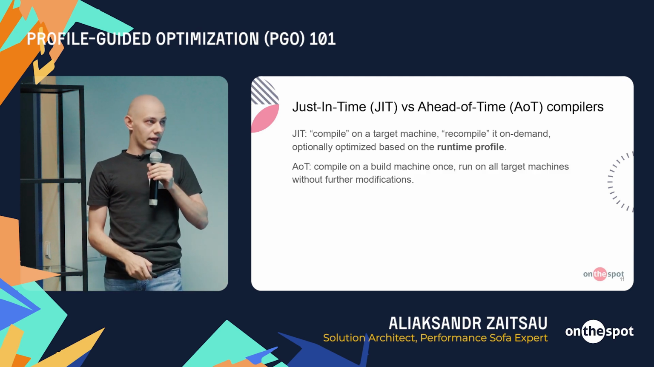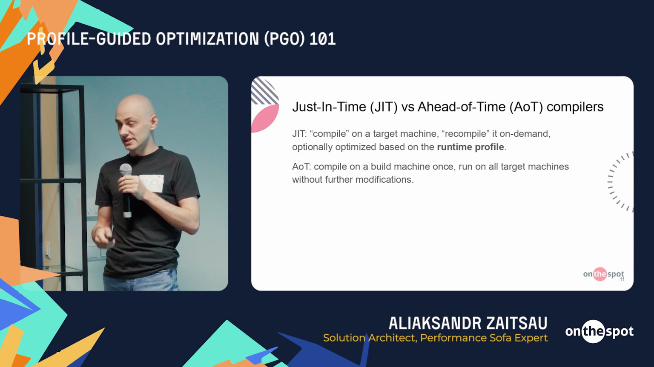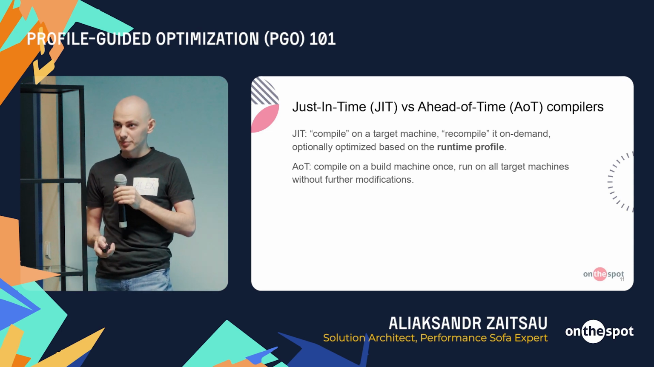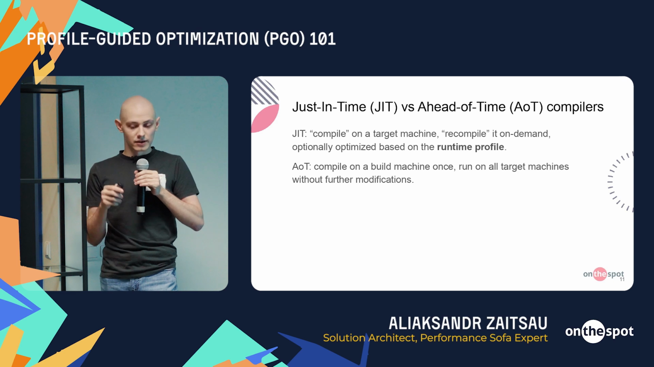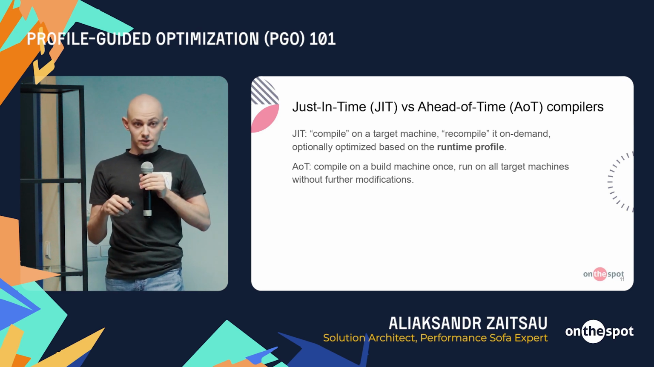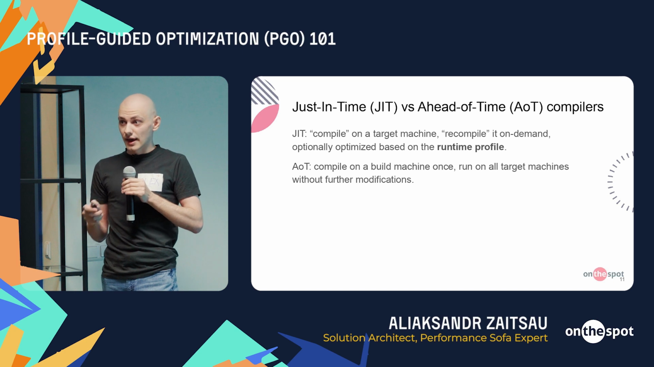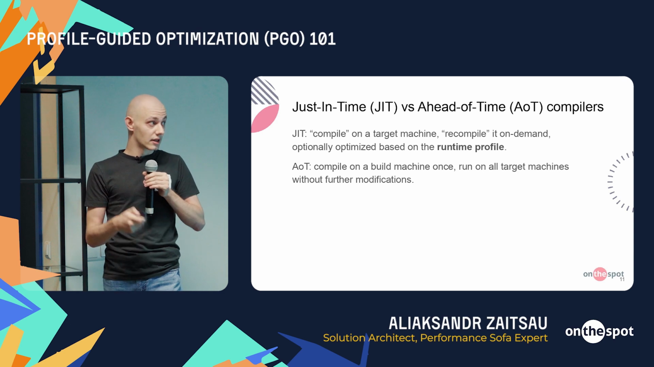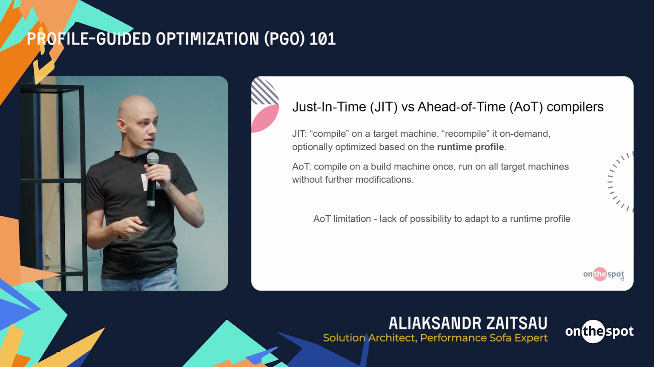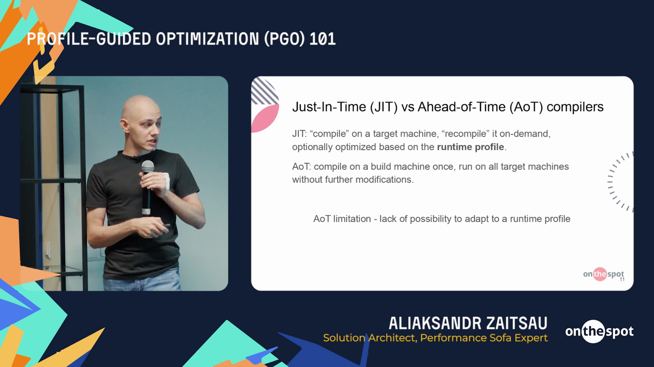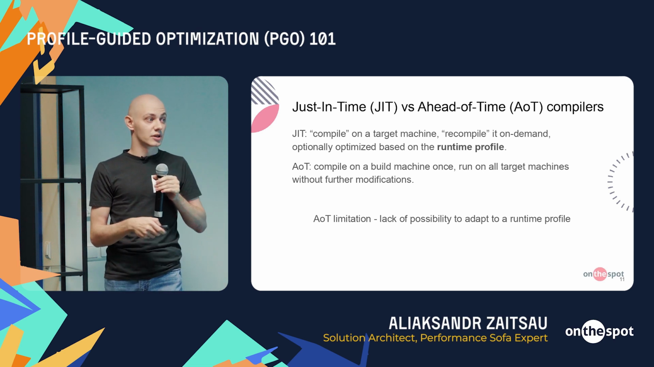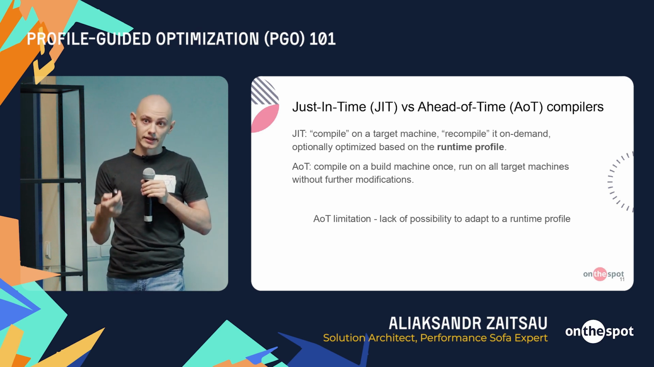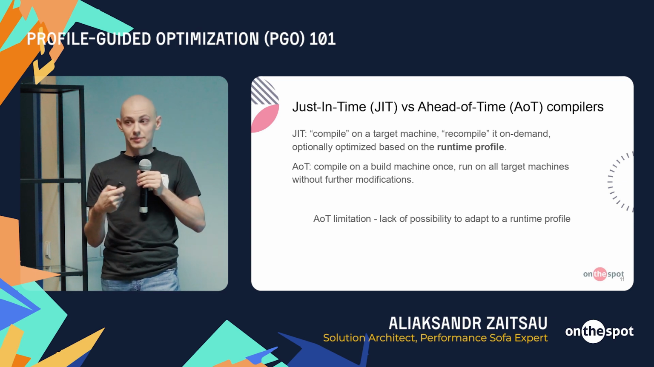The ahead of time approach works another way. It compiles your application once on a build machine, like on your favorite CI pipeline, like Jenkins or TeamCity, and this application needs to be deployed on all of your target machines, and it is not modified on your target machines, usually. And here we see a huge limitation of ahead of time: the lack of possibility to update, to adapt your application to a runtime profile. The just-in-time approach can, ahead of time cannot.